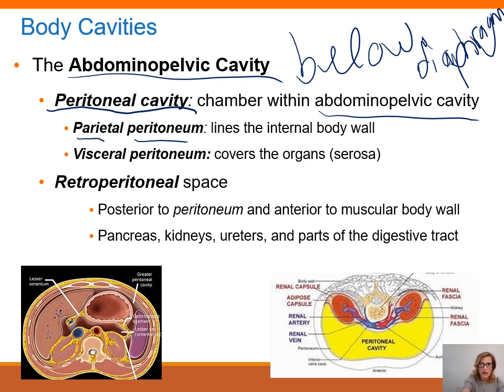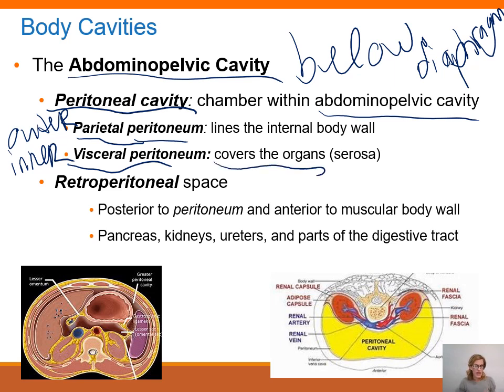So the parietal peritoneum is the outer layer that lines the body wall. So that's lining the internal body wall, like the inside of our abdominal wall, where your abdominal muscles are. The inside of that abdominal wall is lined with the parietal peritoneum. Then the parietal peritoneum curves around and forms the visceral layer. The visceral peritoneum is the inner layer that actually covers the organs themselves, right? So this lines the organs that are present in the peritoneal cavity.